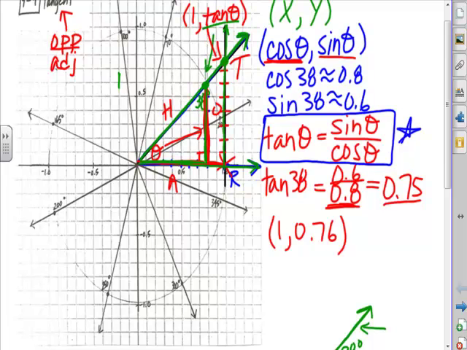Now notice, when I talk about the tangent of the angle, that's a different tangent really than when I'm talking about this relationship of a line being tangent at one point to a circle. So just be a little bit careful with that.